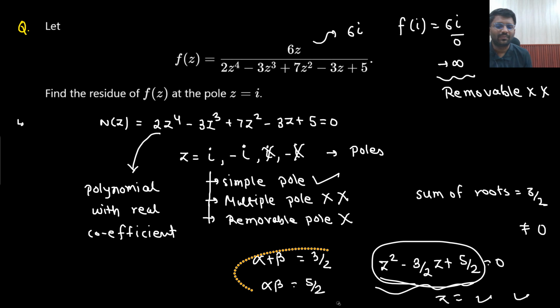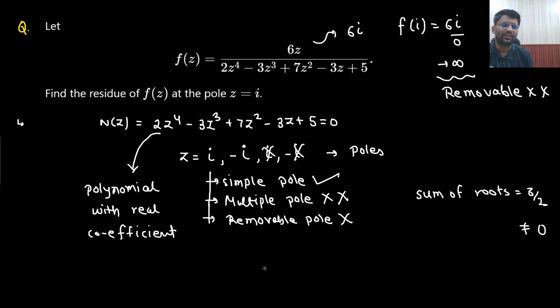Okay, so anything you can see, summation, multiplication, whatever you want to see, that means it cannot be a multiple pole as well. So it has to be a simple pole. And if it is a simple pole, then what will be the residue? So what will you do? Will you go with the first method or second method? I will go with the second method.